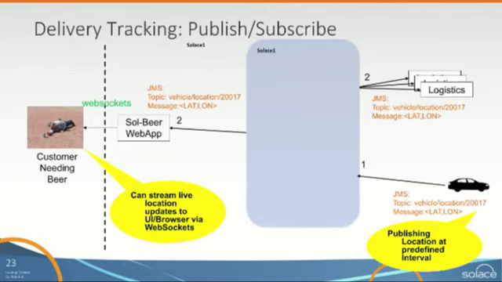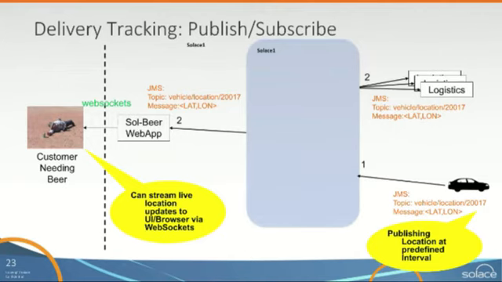So that again provides that Uber feel where you're waiting for a ride and you can see the driver moving around. That's what I had envisioned for the customer wanting his order, being able to see the vehicle. And again, it's very simply implemented if you're able to make use of the publish and subscribe message exchange pattern.